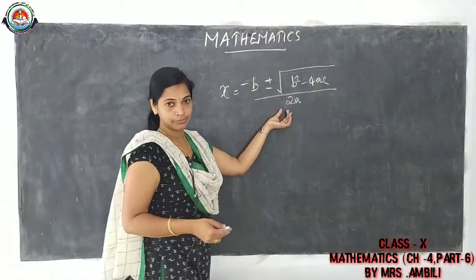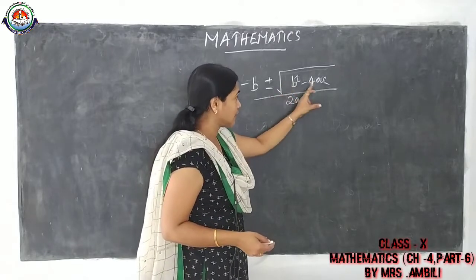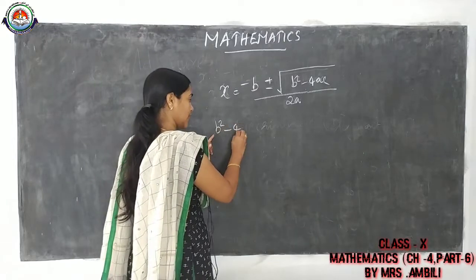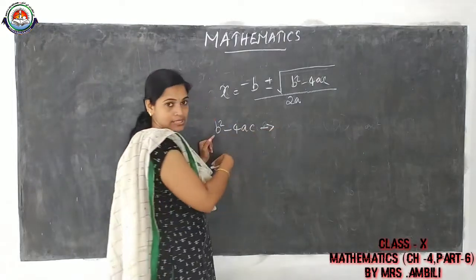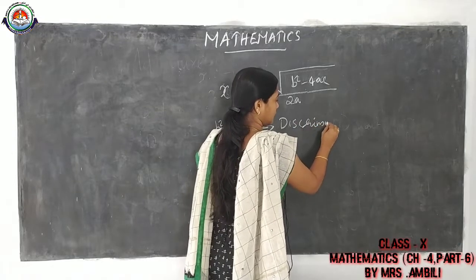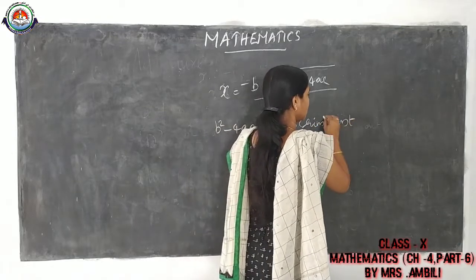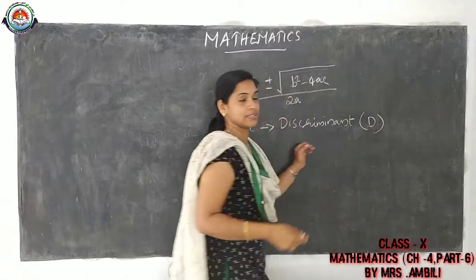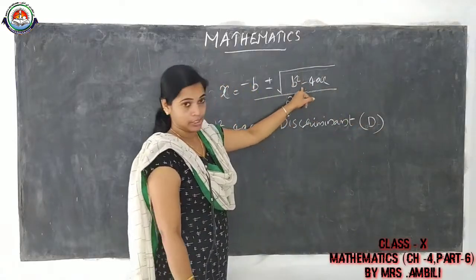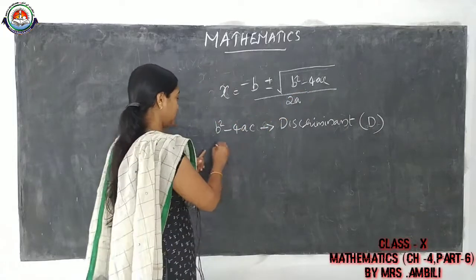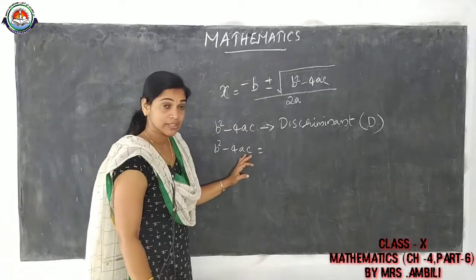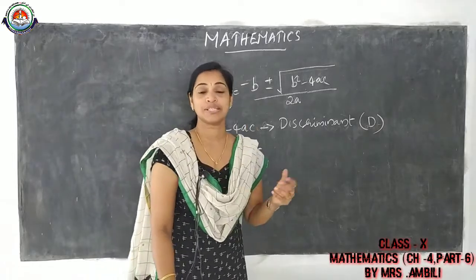In this quadratic formula, the quantity under the radical sign, that is b square minus 4ac, is known as the discriminant of the quadratic equation. We can represent it by capital D, because this value tells us whether the quadratic equation has solutions or not.